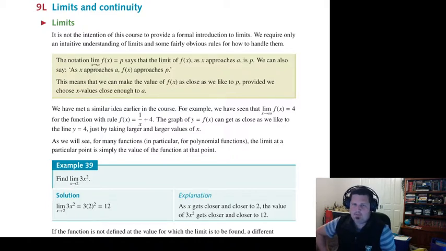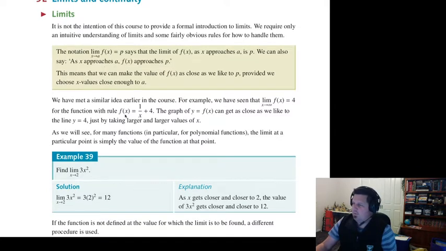Limits and continuity. You have looked at limits before in year 11, so there should be no surprises here. This is a bit of a refresher, but you can read there how the notation works. Limit as x approaches a of f of x equals p. It says that the limit of f of x as x approaches a is p. We can also say that as x approaches a, f of x approaches p.